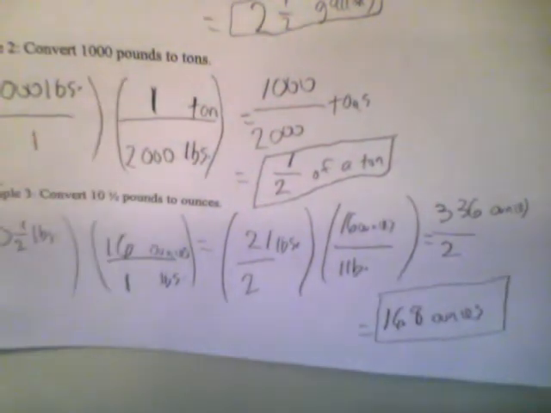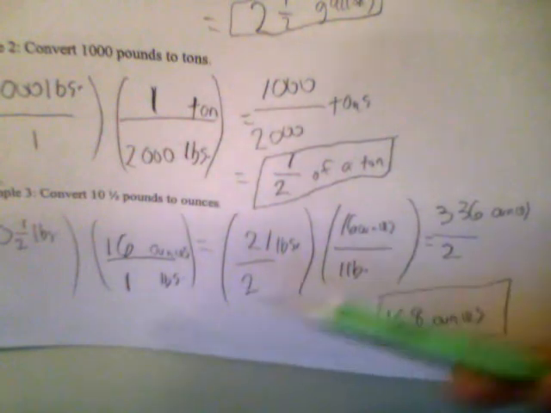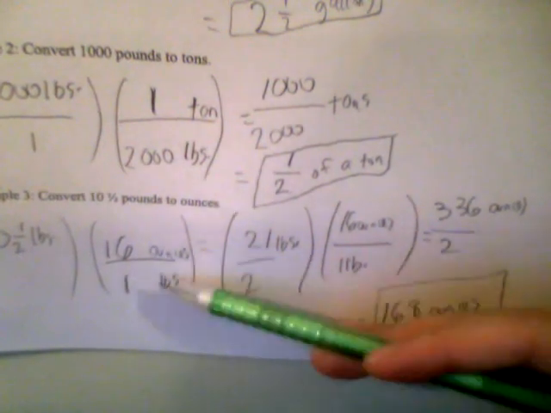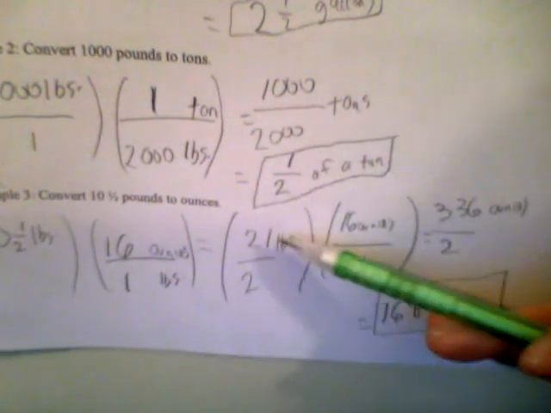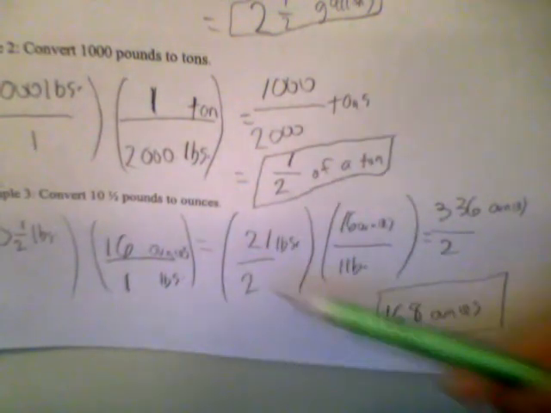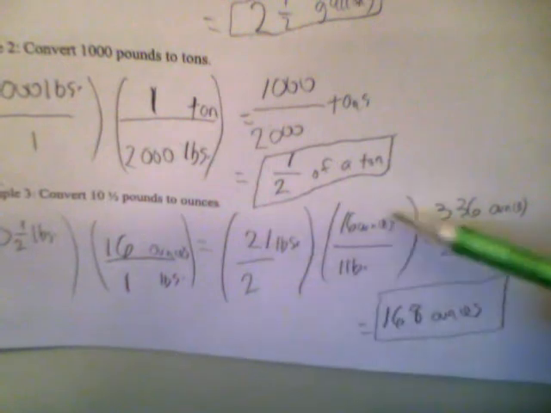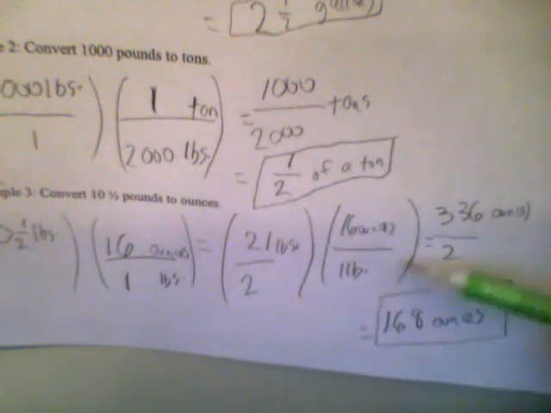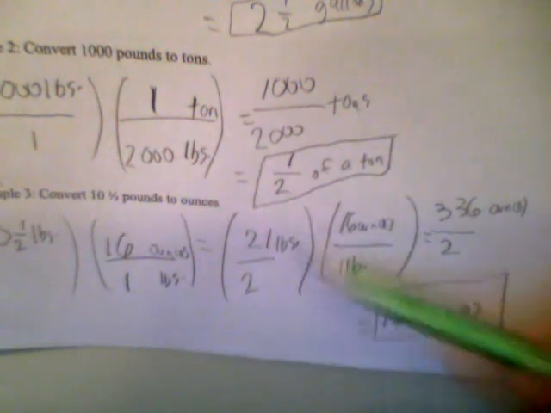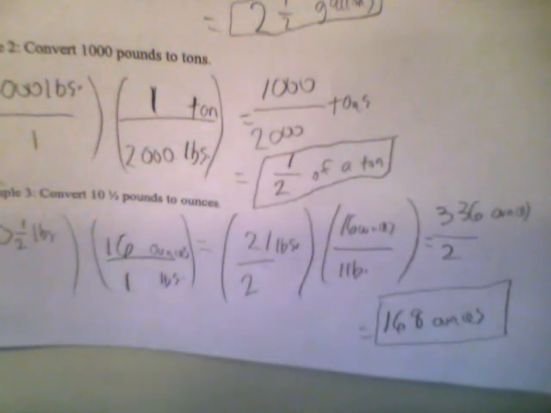So once again, before I could multiply 10.5 times 16 over 1, I converted my 10.5 to an improper fraction, which gets me 21 over 2. And then I multiplied the 21 over 2 times 16 over 1. And then to multiply, just multiply the tops and then multiply the bottoms. My pounds cancel out, and I'm just left with my unit of ounces.